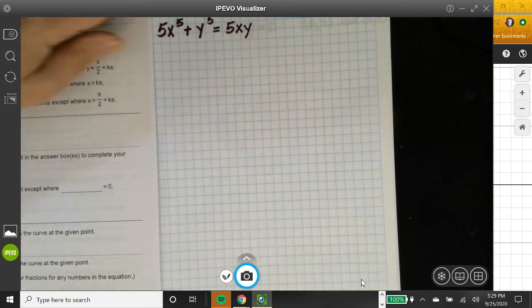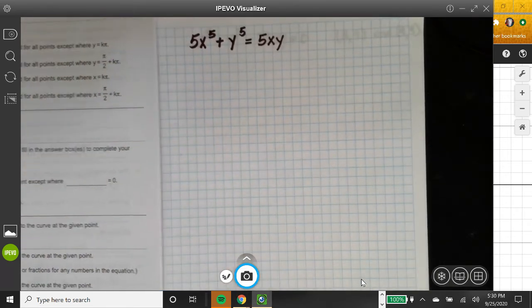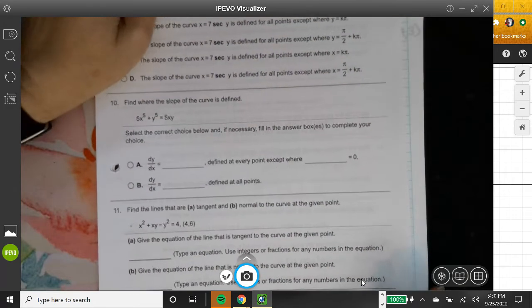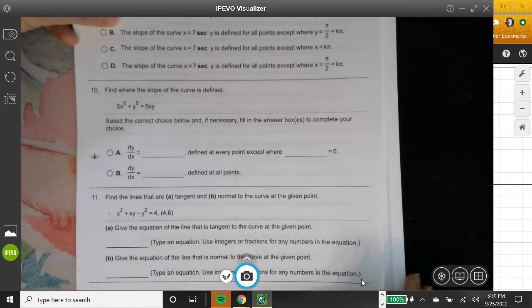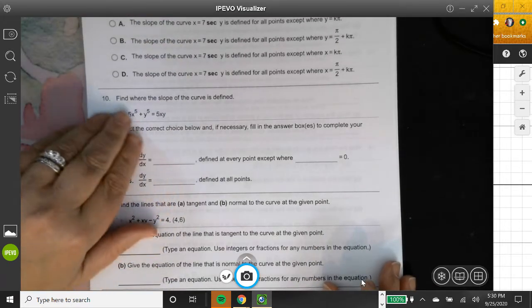All right, I wanted to do a couple of examples from the 3-2 homework, which was for implicit differentiation. And there are three problems I wanted to work. You may have different numbers, but I wanted to work these three as examples, okay?